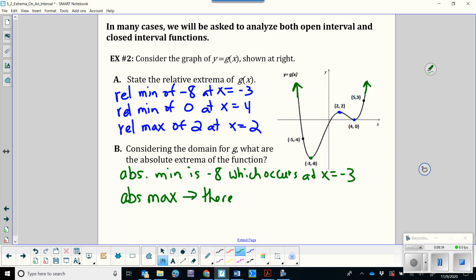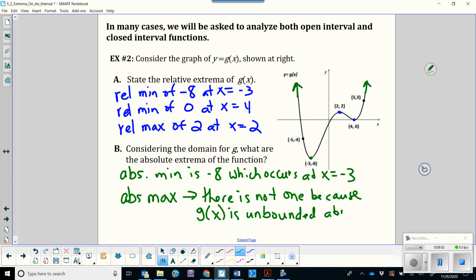Okay, so the absolute min is -8, which occurs there, and then the absolute max, there is not one, because g of x is unbounded above. So there's some words that we've used before, bounded, and so it's unbounded above. So that means it just keeps going over and over and over, so there's nothing that's the biggest.